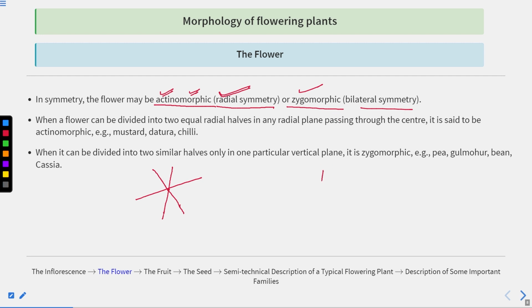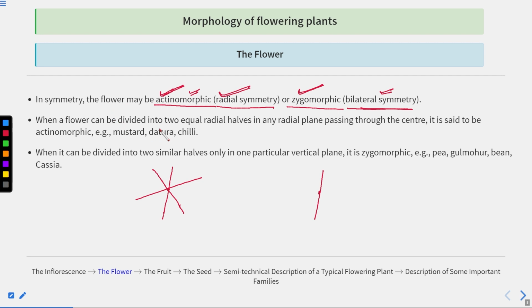There is just one single line that can divide the flower into two equal halves, and again that is passing through the center of the flower, but there is just one single line of symmetry. So that is dividing the flower into two equal halves, and that is bilateral symmetry. So any flower that is showing the bilateral symmetry is called a zygomorphic type of flower. Whereas the flower that is showing the radial symmetry is called an actinomorphic flower.